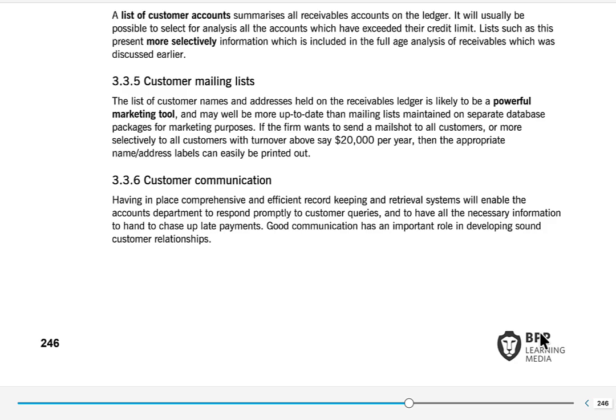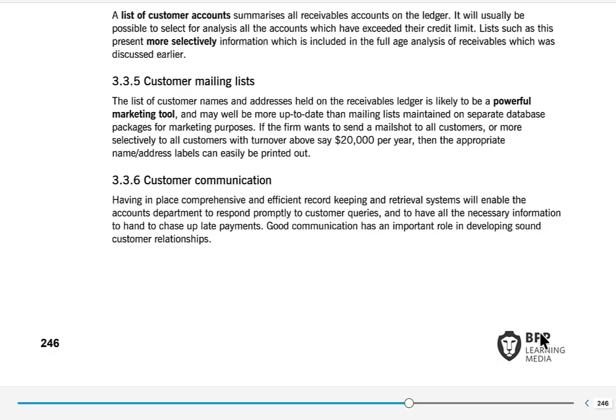What good communication looks like, step by step. Step 1. Confirm the facts before contacting the customer. Before you phone or email, check the customer account. Which invoices are outstanding, which are overdue, whether any credit notes are pending, whether any payments are unallocated. This prevents embarrassing mistakes.